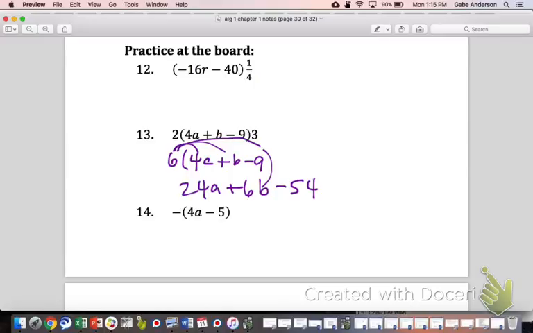You don't have to do the 2 times 3 first. You could distribute a 2 and then distribute a 3. But I'd rather just do it in one shot. Okay, any questions?